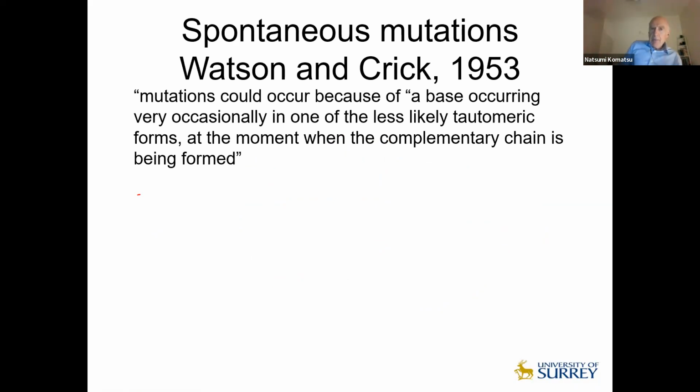And what they came up with is this hypothesis, one of their famous papers: mutations could occur because of a base occurring very occasionally in one of the less likely tautomeric forms at the moment when the complementary chain is being formed. Okay, so that was in one of their 1953 papers.